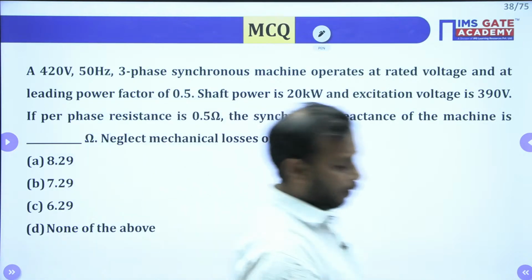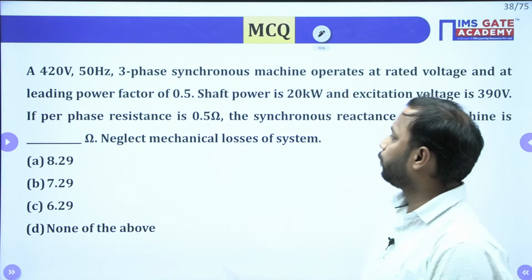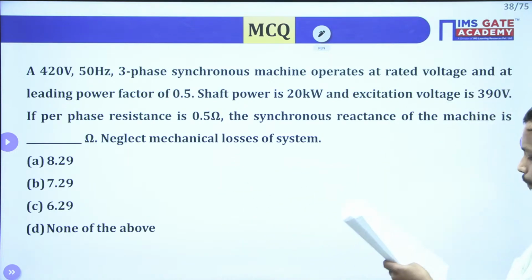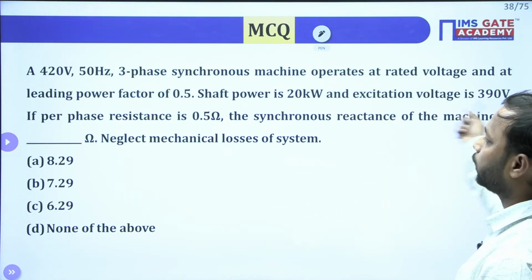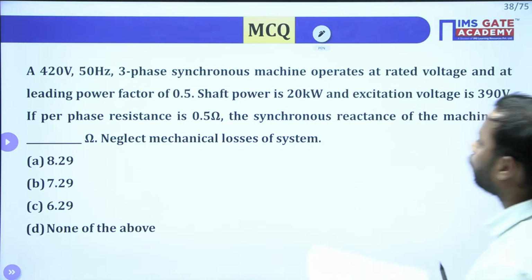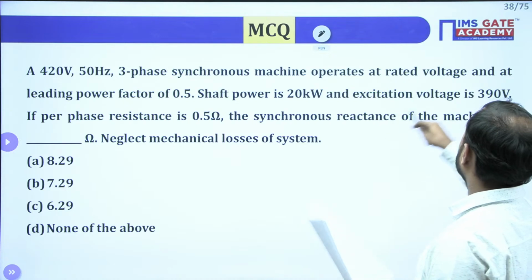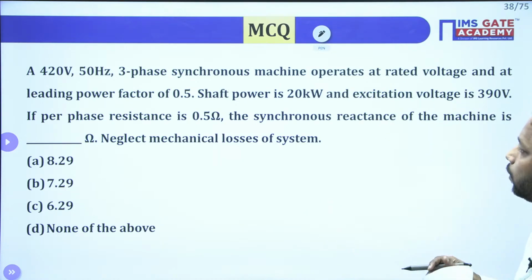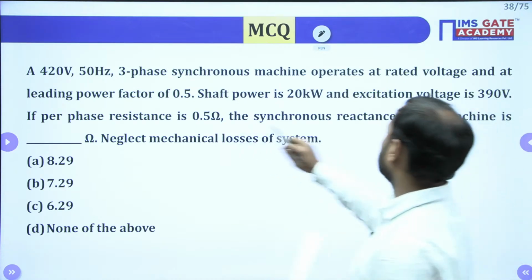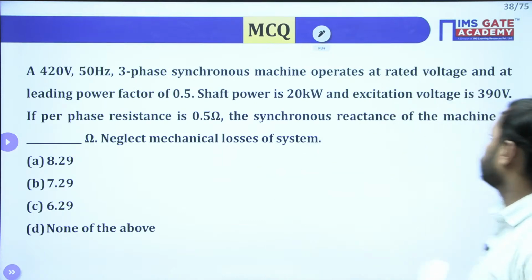All right. So let us see question 1 in synchronous machine. A 420 volt 50 Hz 3-phase synchronous machine operates at rated voltage and at leading power factor of 0.5. Shaft power is 20 kilowatt and excitation voltage is 390. If per phase resistance is 0.5, the synchronous reactance of the machine is dash ohm.